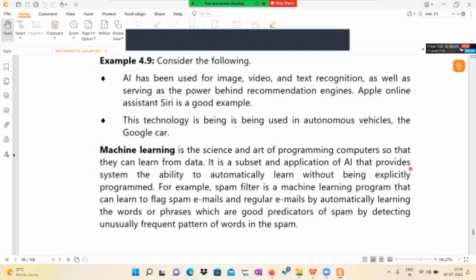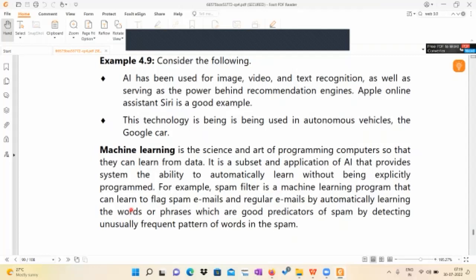As an example, you can take the spam filter in email. How does the spam filter work? The spam filter works based on the phrases that you receive in the email. There are some words or phrases that will be present in every mail of some classification category of emails.